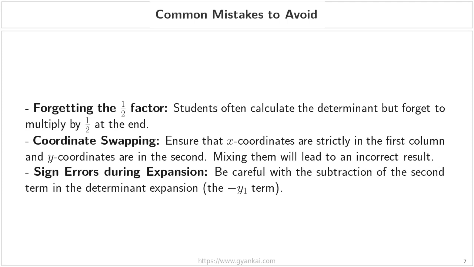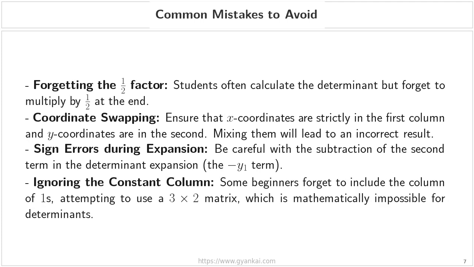Third, pay close attention to sign errors during expansion. This is a classic mistake. When you are expanding the determinant, remember that the second term, the one involving y1, is subtracted. If you forget that negative sign, your final value will be wrong. Finally, do not ignore the constant column. Some students attempt to use a 3x2 matrix, but as we learned in the previous slides, a determinant must be a square matrix. You must include that third column of ones to make it a 3x3 structure, otherwise, the determinant cannot be calculated at all.